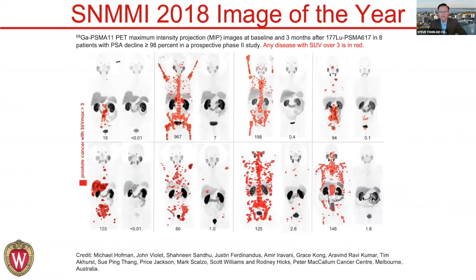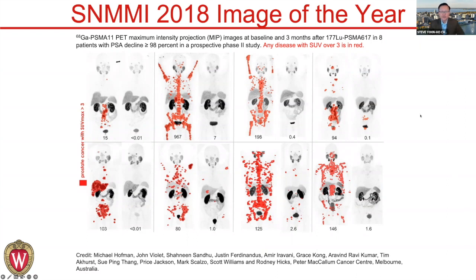And this image here, which is a dramatic image, really illustrates how effective these therapies are and the promise of these agents. So if you take a look, this was the Society of Nuclear Medicine and Molecular Imaging 2018 Image of the Year. Every year at the annual meeting in June, they select an image that really highlights big advances in the field. And this was the advance in 2018. This was by the Peter MacCallum Cancer Center in Australia.